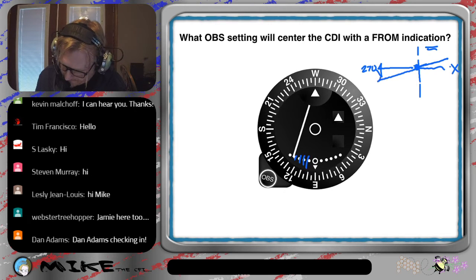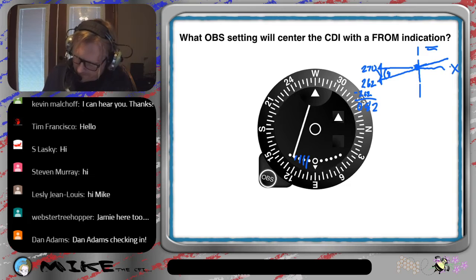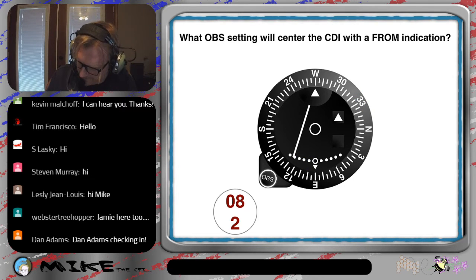And if we looked up over there, that would be 8 degrees there. So that would be 262. And we want the reciprocal to center it up with a from indication. So we use our -2 +2 rule for figuring out reciprocals, and that gives us the 082 radial. Or you can just add or subtract 180 as necessary. Probably best to do if you're taking the test with a calculator. And if we look here, we can see that 082 would center that up.